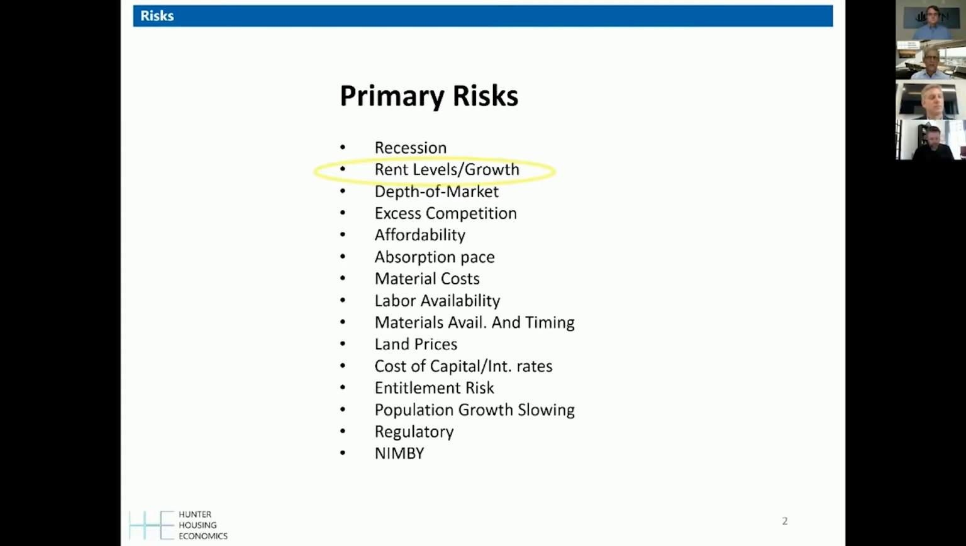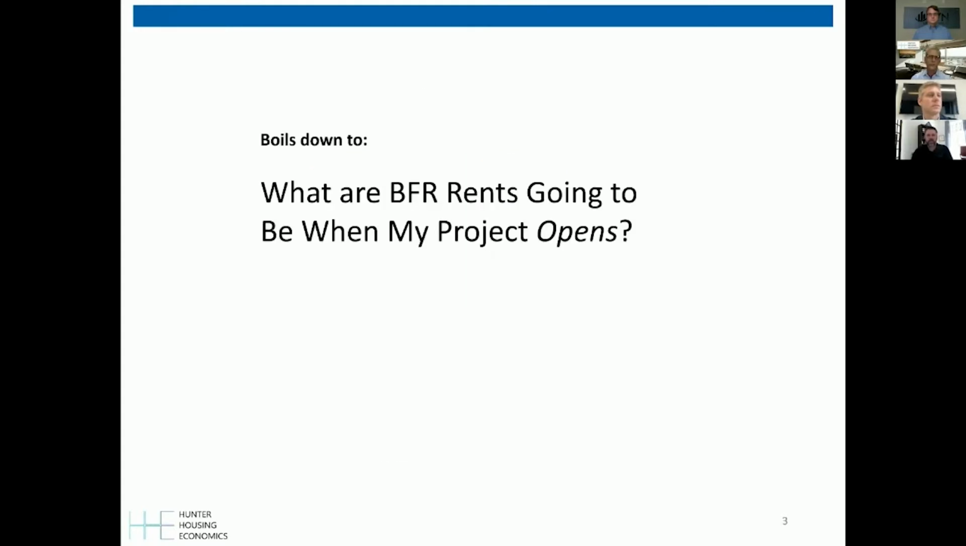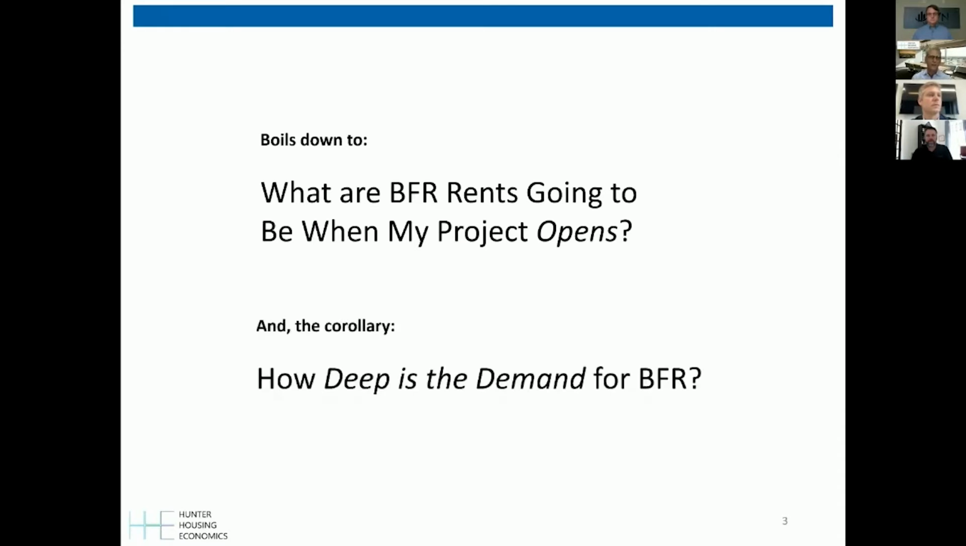Depth of the market, excess competition. With the headlines about how much money is going into this space, there's worry that there's too much supply being brought to the market, but there absolutely is not, and we'll get into that as well. Again, the rent levels and rent escalation rates are key questions. It really boils down to what are the rents going to be when my project opens? And then the corollary to that is how deep is the demand for build for rent?